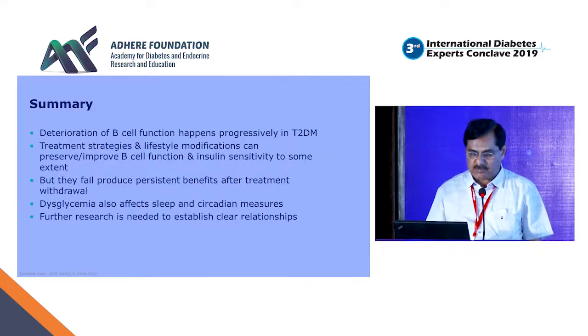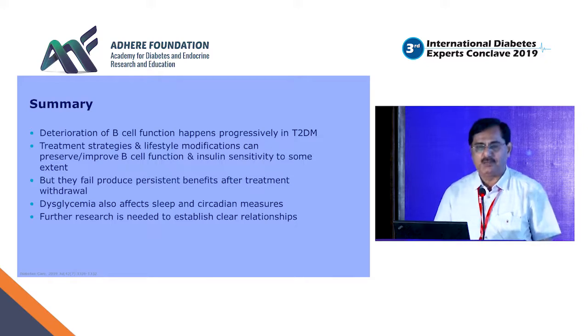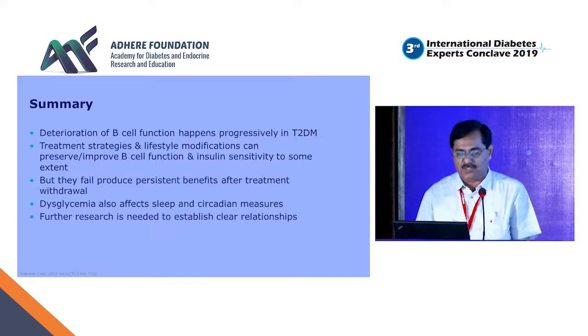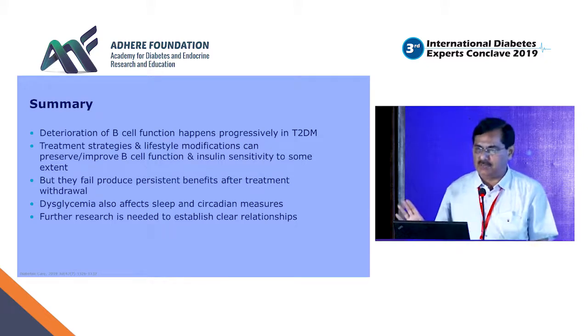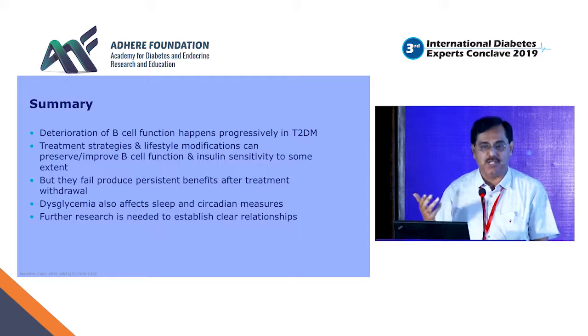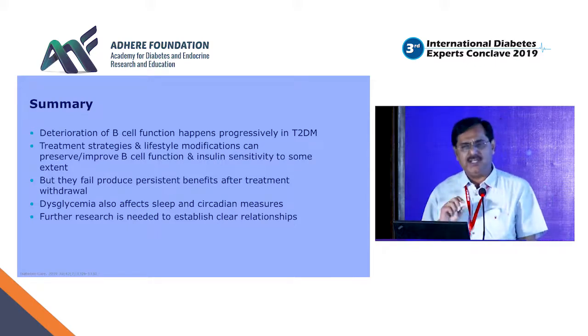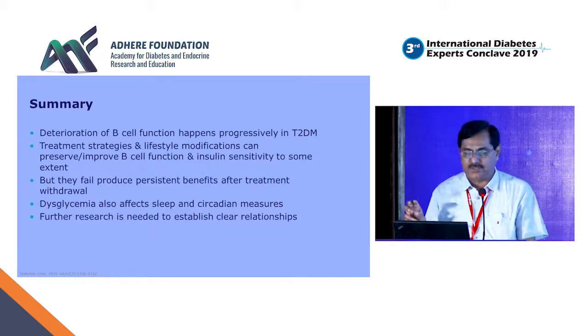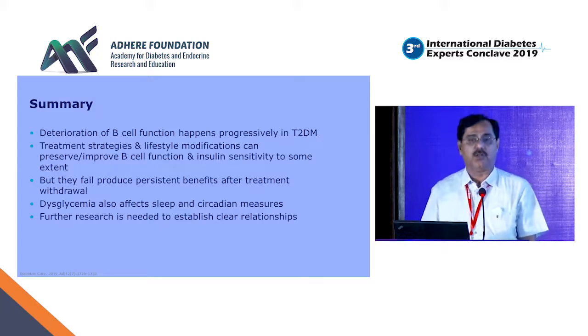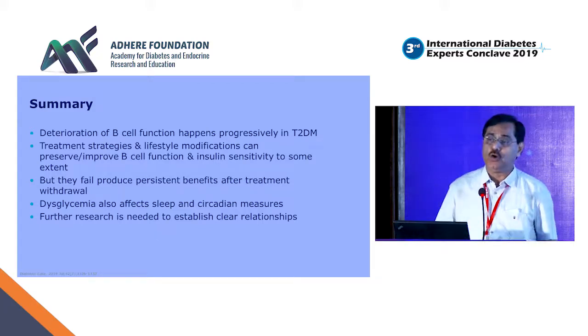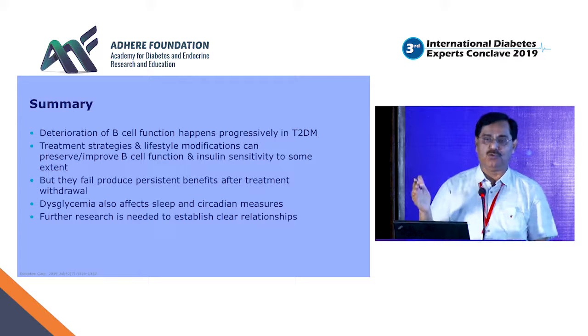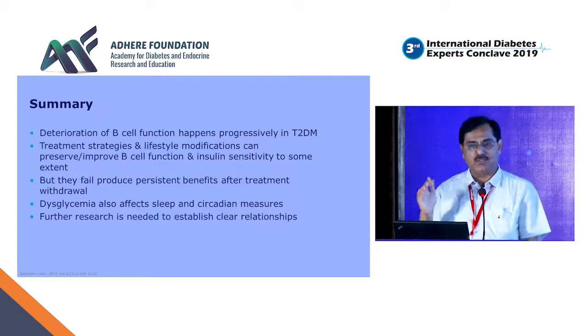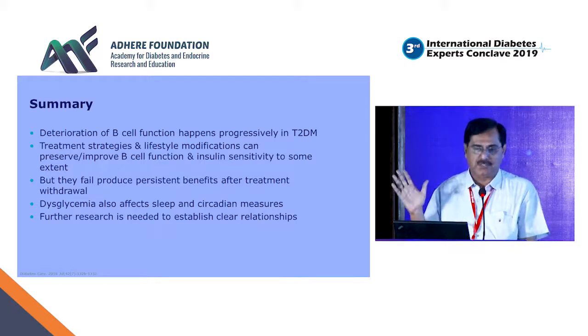So ladies and gentlemen, I would like to conclude my talk by telling you that deterioration of beta cell function happens progressively in type 2 diabetes. It is inherent nature of the disease, and any treatment strategy, including lifestyle modification, can preserve or improve the beta cell function or insulin sensitivity only until you carry on with the treatment. The moment you stop that intervention, that benefit disappears.